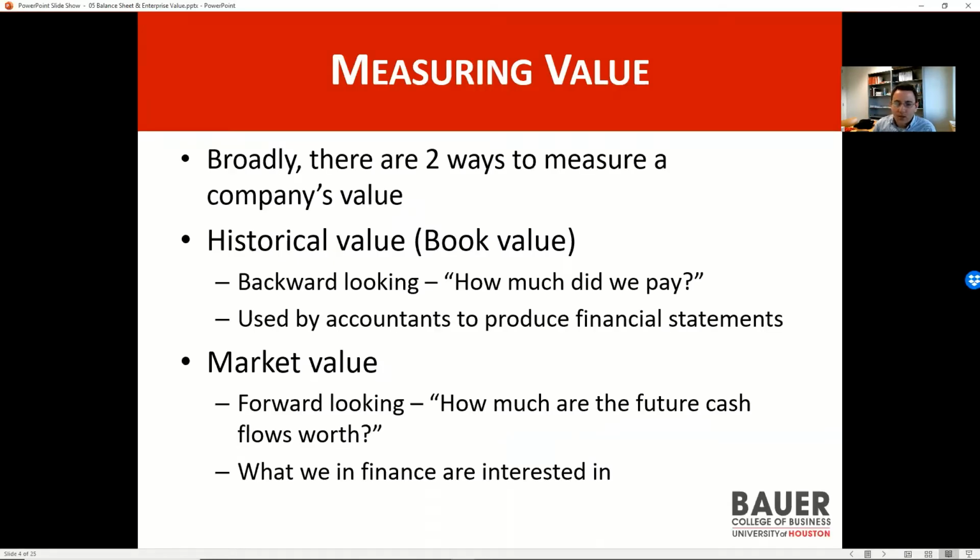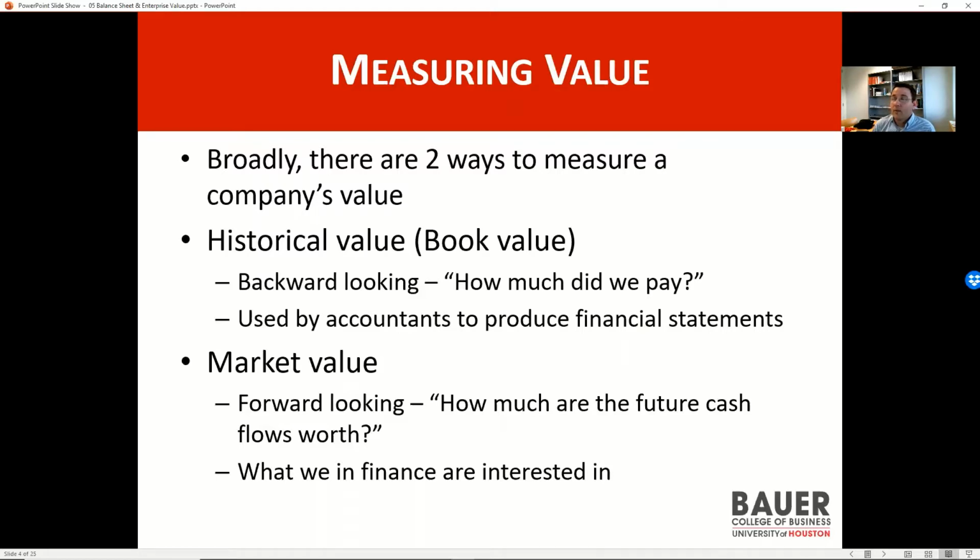There's two ways to measure value. If you've taken accounting, you've done book values. This is backward looking. You want to know how much you paid for stuff. If you buy a car for $20,000, it goes on your books at $20,000. Okay. So this is what shows up in financial statements when you go to the SEC and look at the company's filings. This is what they're doing.